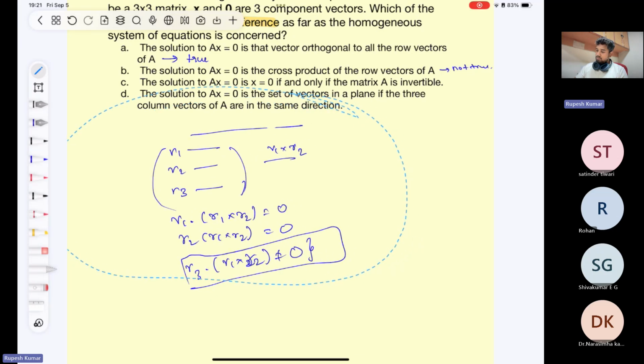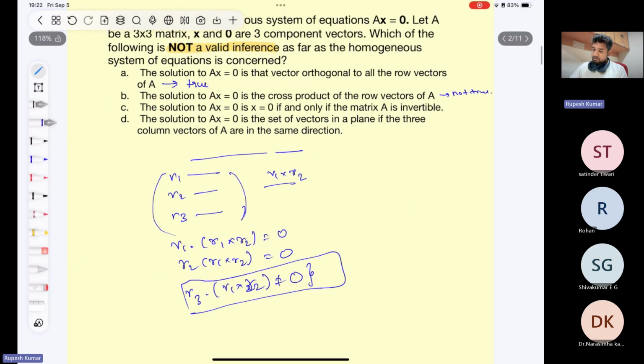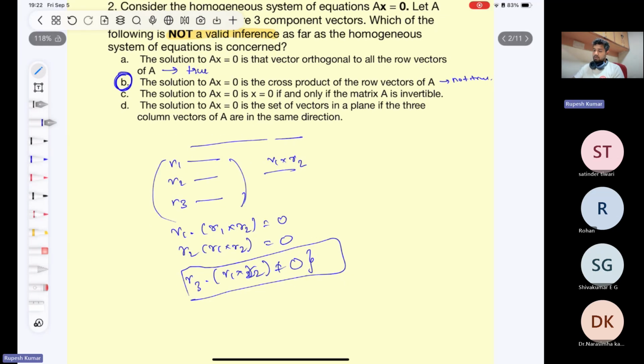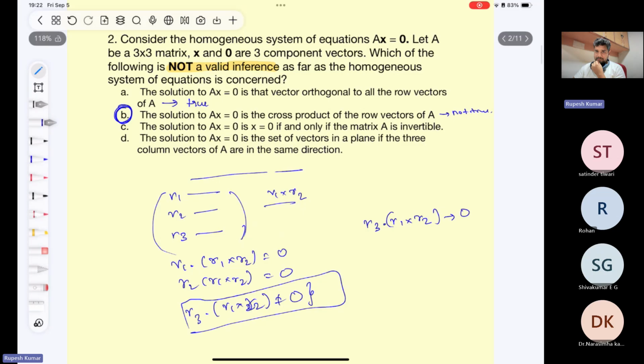So this shows us why option two is not necessarily correct. Why? Because it is not a valid inference. Let's say you have three vectors R1, R2, R3, and I am taking the solution as R1 cross R2. Then you are not sure that R3 dot R1 cross R2 is zero. It's not guaranteed that this will be zero, right? So this brings us to an interesting question: when will it be zero and when will it not be zero?